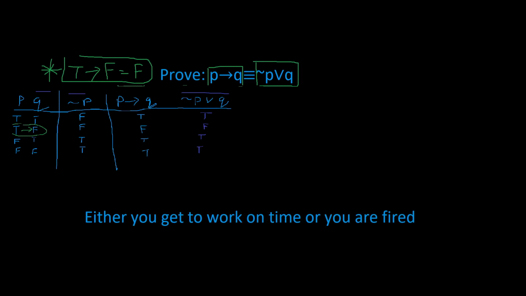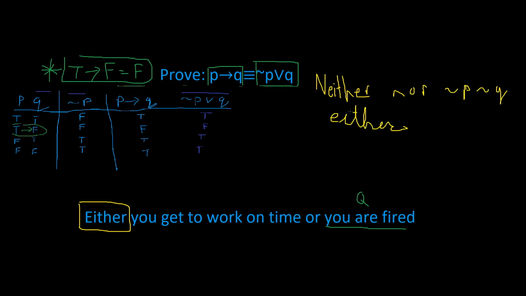And so let's identify what's our P and Q. It's going to be our Q. And before that, we have this phrase called either. And if you remember, we had neither nor. And you know what that meant? You remember that meant negation P and negation Q? Well, either or just means negation P but Q. Alright, so let's carry on here.